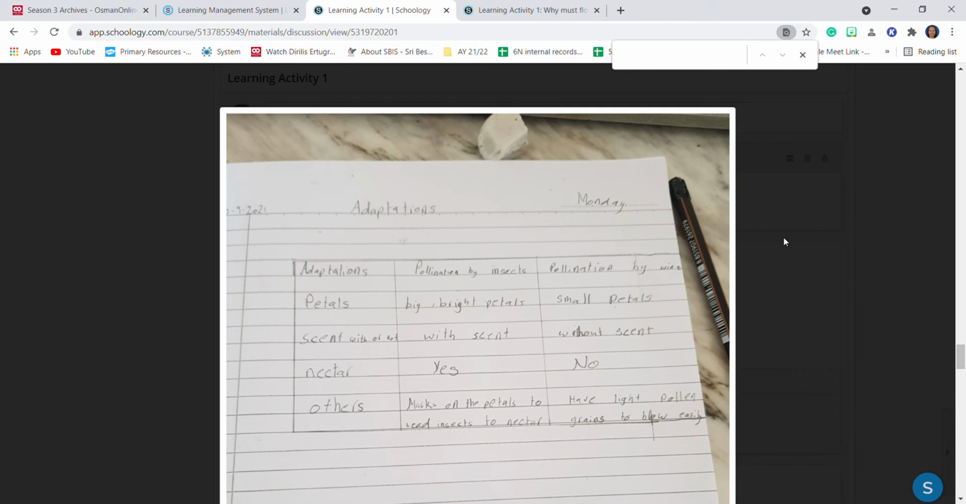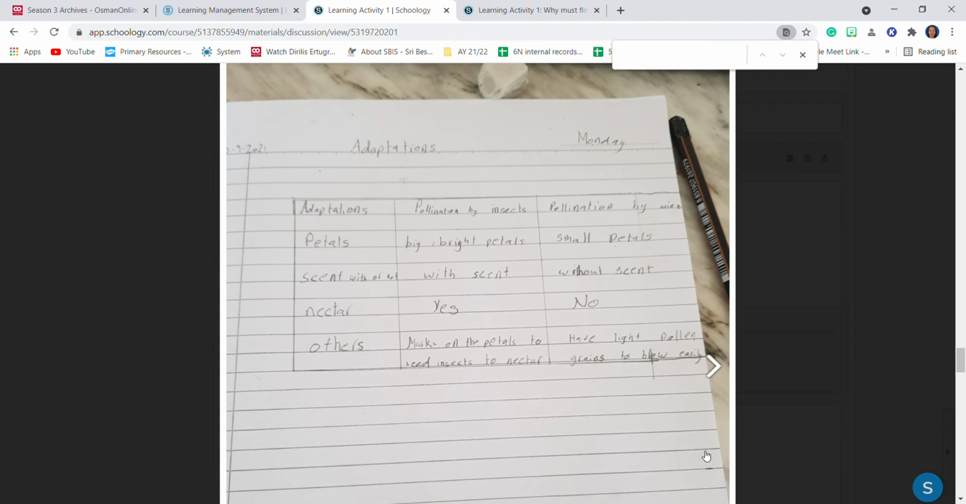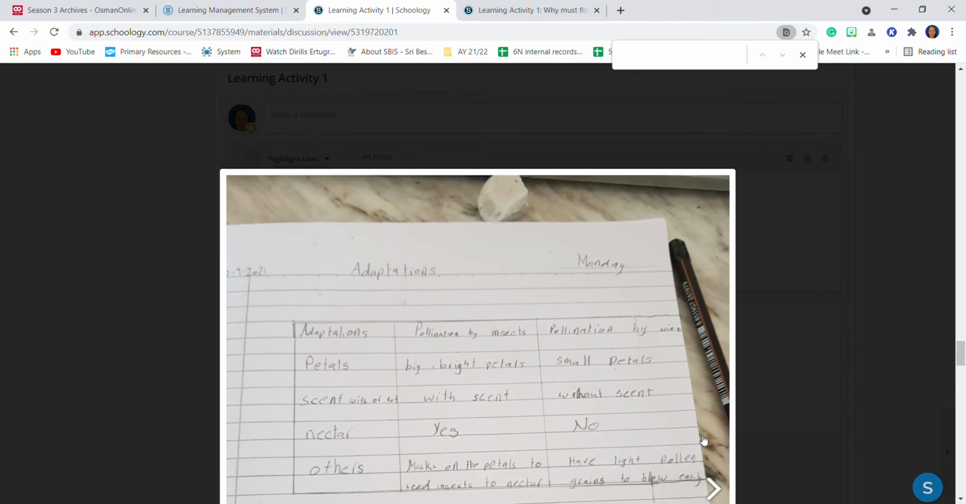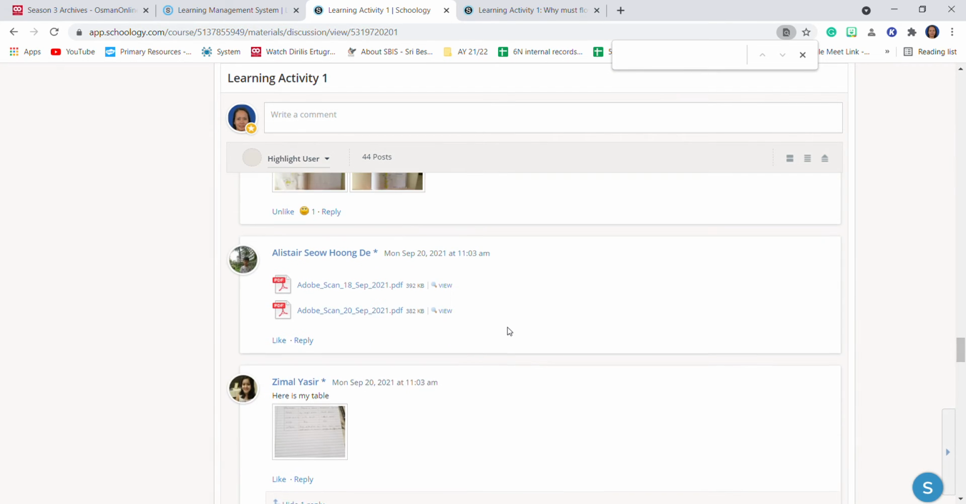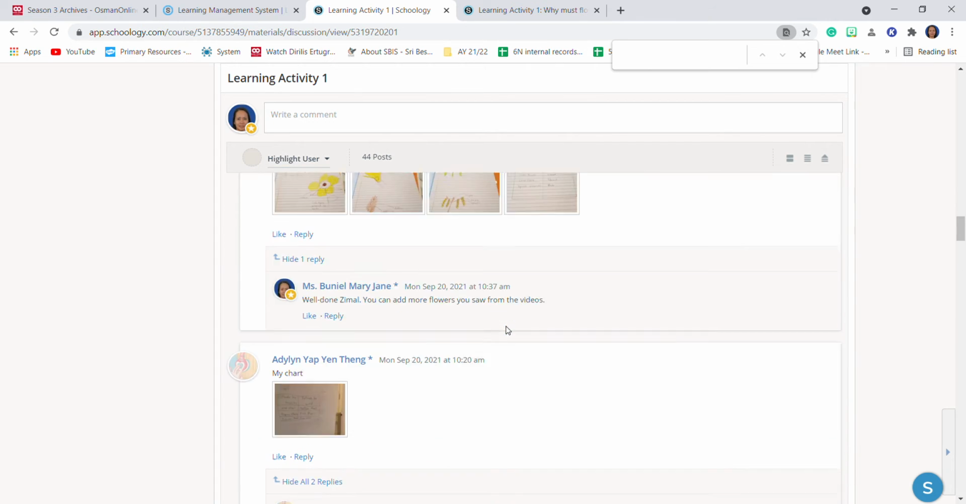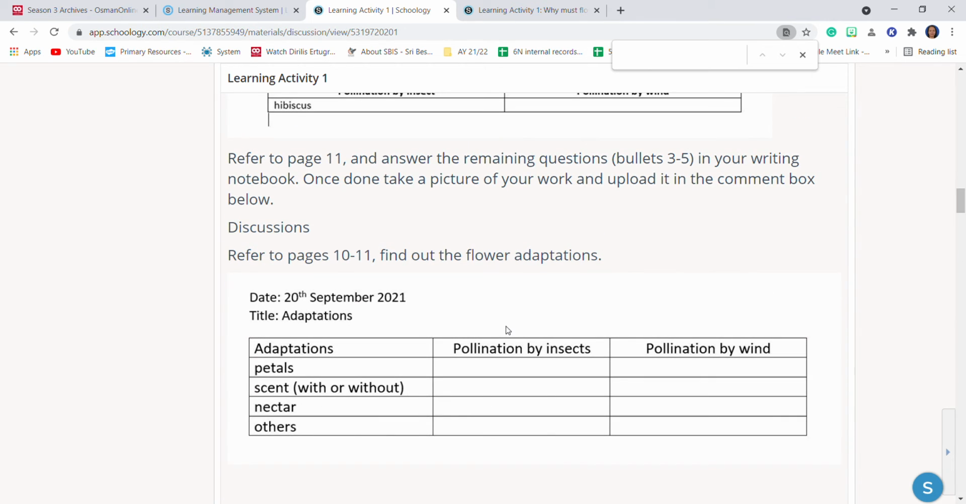So after reading pages 10 to 11, it will only be significant for you, and you will only be able to make sense of what you read, if you know how to outline the information inside. In that way, you'll be able to make a comparison of why some flowers are pollinated by insects and how they adapt in such a process, whereby you also identify the adaptations of those flowers that are pollinated by wind.